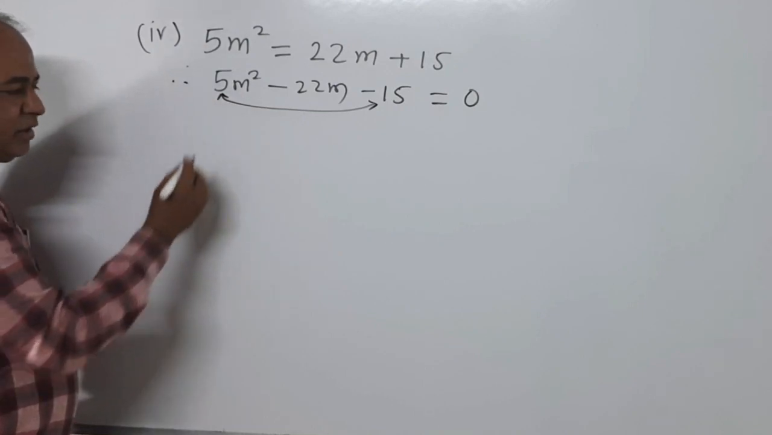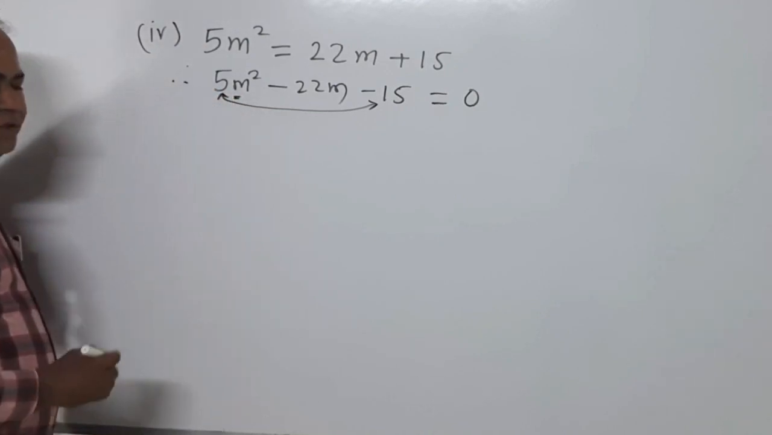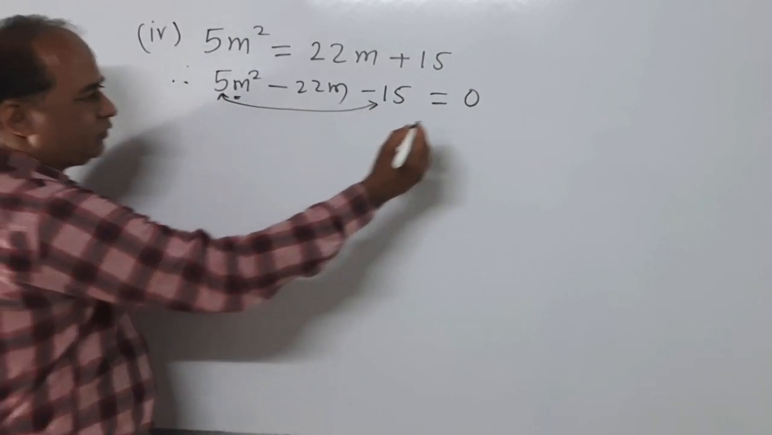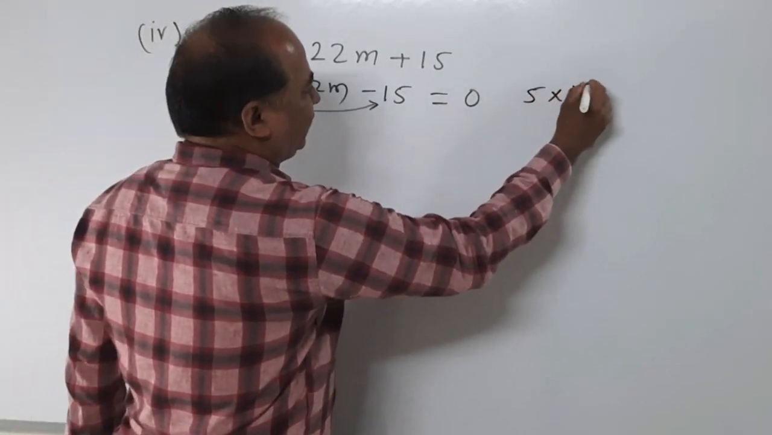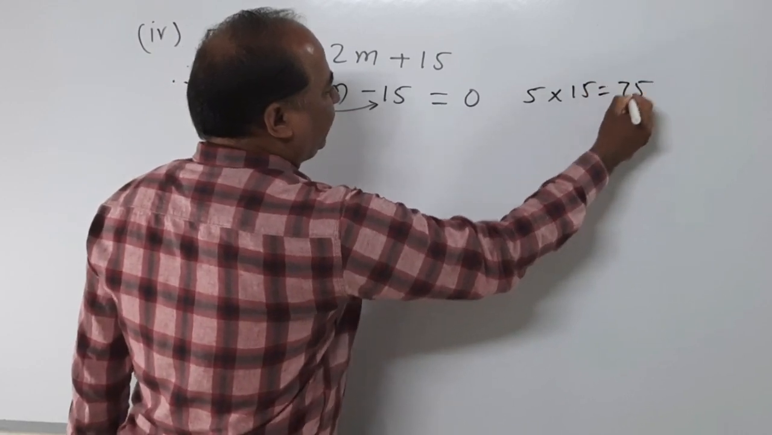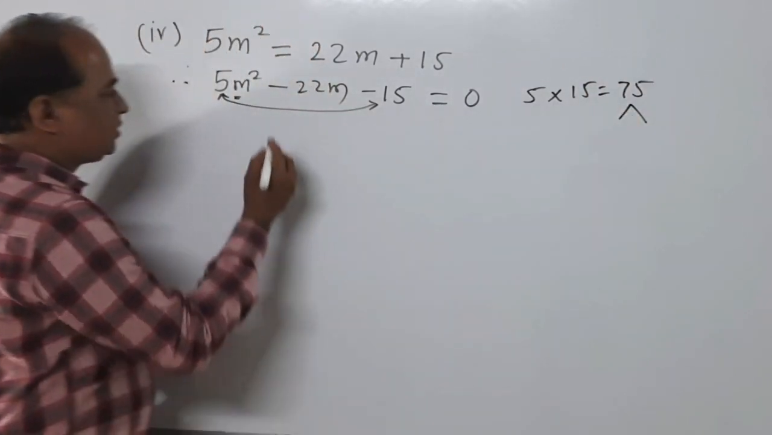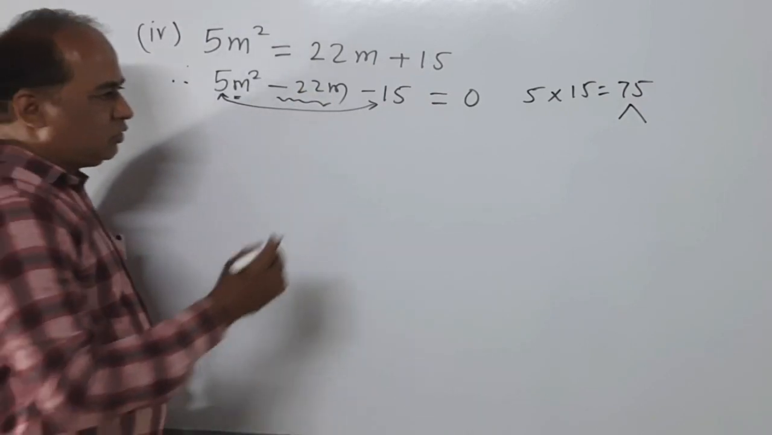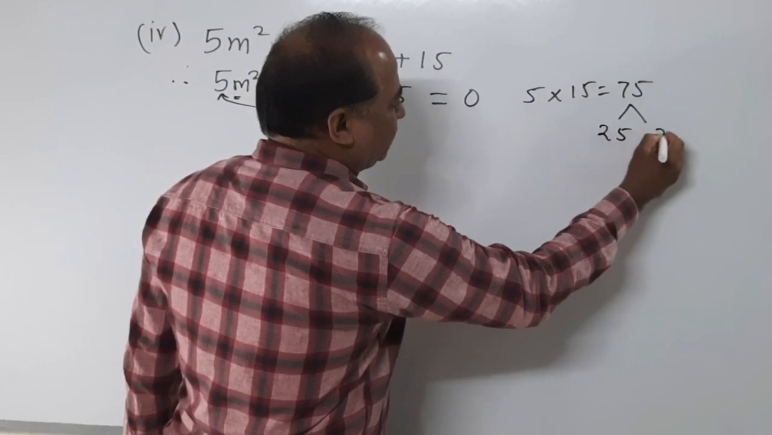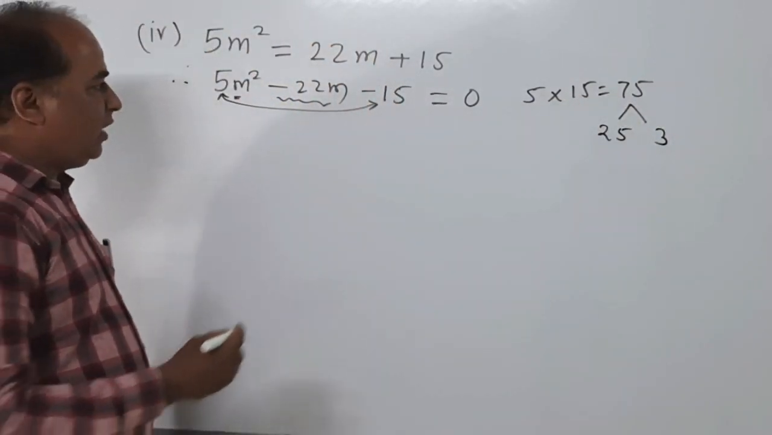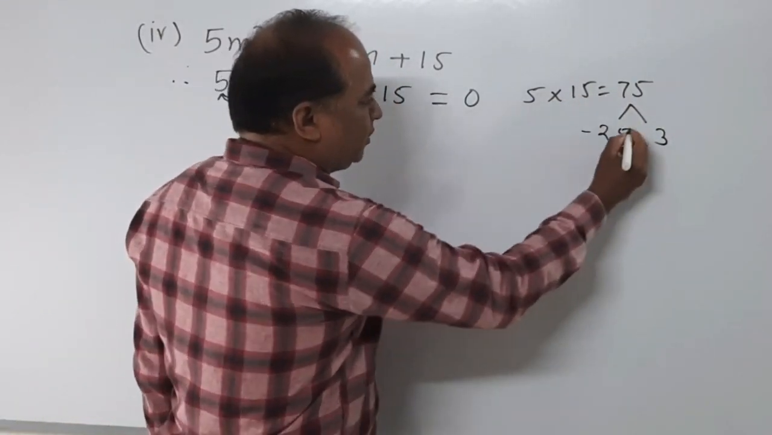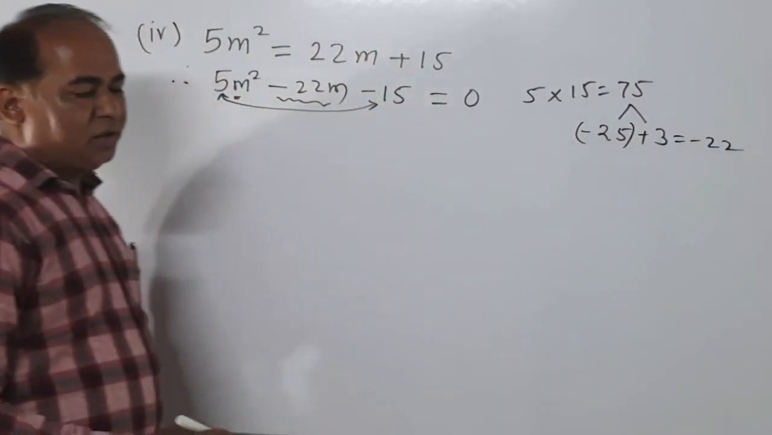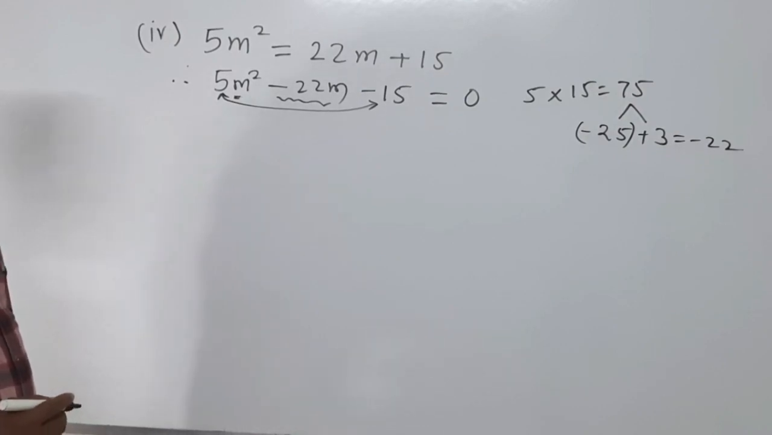Now here factors of 5 multiplied by 15. Since the coefficient of the quadratic term is other than 1, we have to multiply the coefficient of the quadratic term into the third term. So 5 into 15, which is equal to 75. Factors of 75 such that the middle term should be minus 22. So 25 and 3 are factors of 75, and minus 25 plus 3 is equal to minus 22. So factors are minus 25 and plus 3.